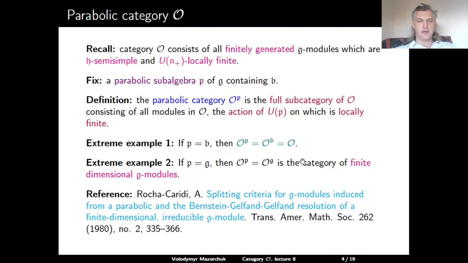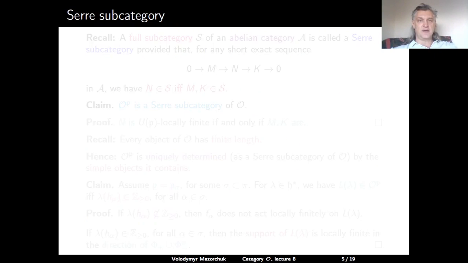The parabolic category O was defined in the PhD thesis of Elvani Rocha-Caridi, which was published in the Transactions of the American Mathematical Society in 1980. So here is a reference to this paper. A parabolic category O is a Serre subcategory of O.